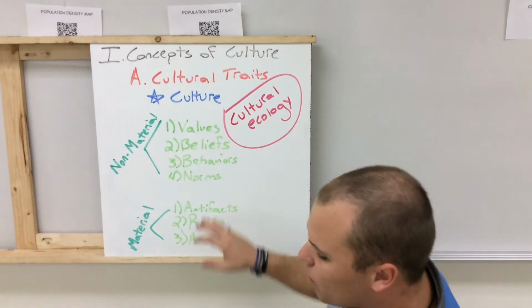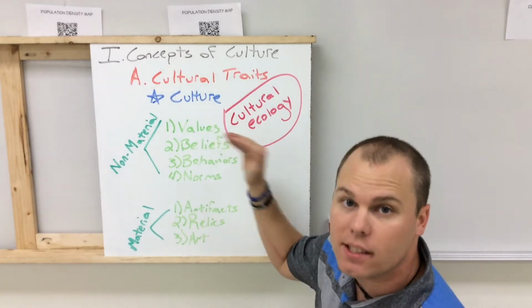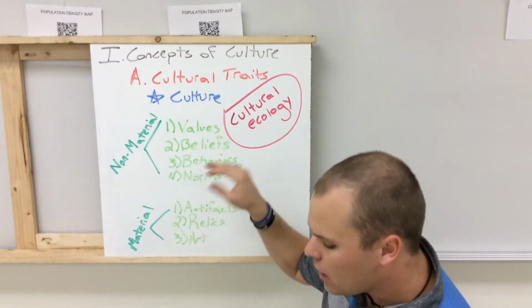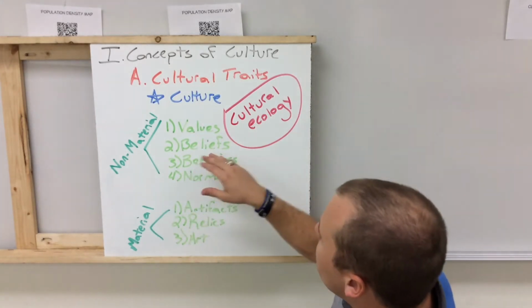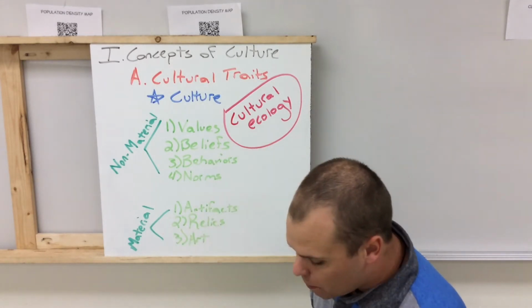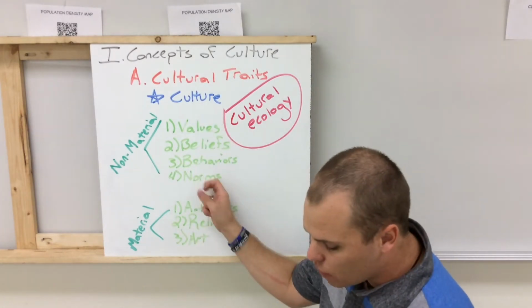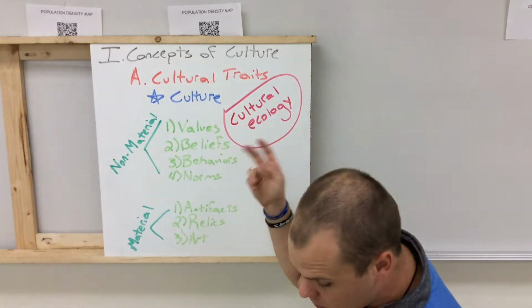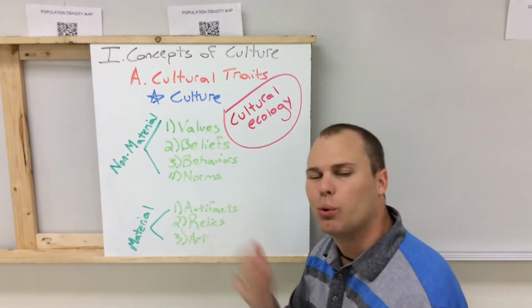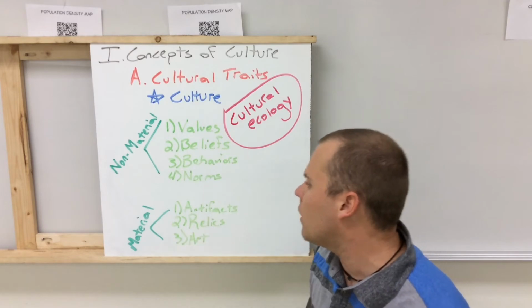Okay, your values are defined standards that guide people within the society. Your beliefs are the specific statements that people hold in regards to their culture. The behaviors are the actions that people take in regards to their culture, and the norms are your rules and expectations, just like we have in class. These are the things that are expected of you in the culture.